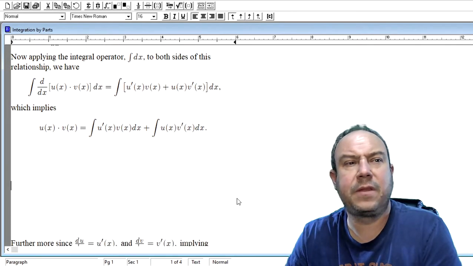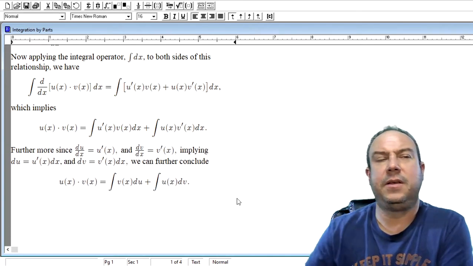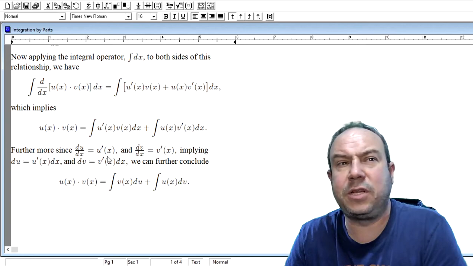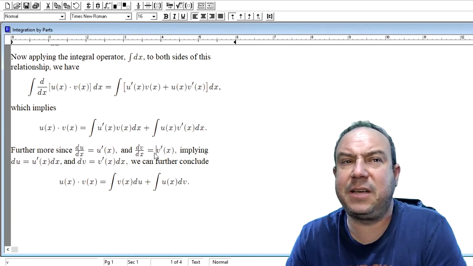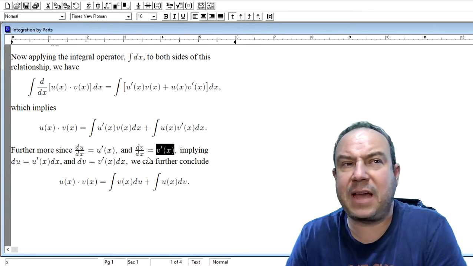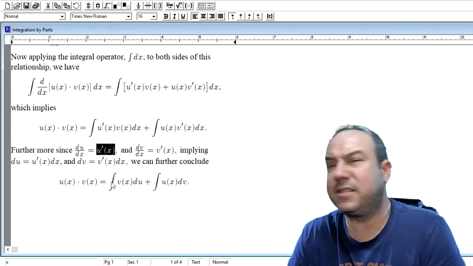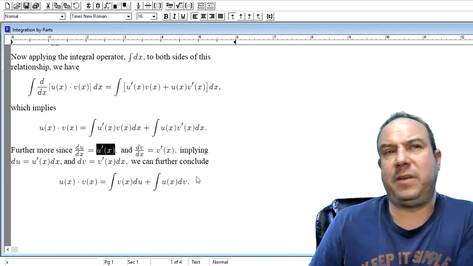Furthermore, we can take note that letting u equal u of x and v equal v of x, when you consider their first derivatives with respect to x, du dx is equal to u prime of x and dv dx is equal to v prime of x.